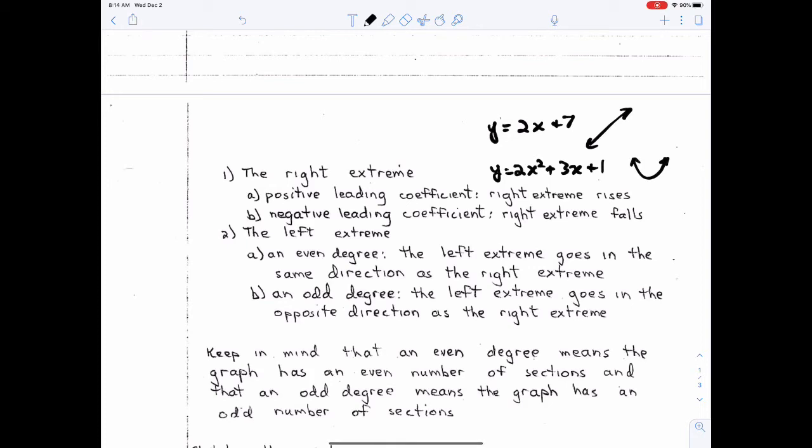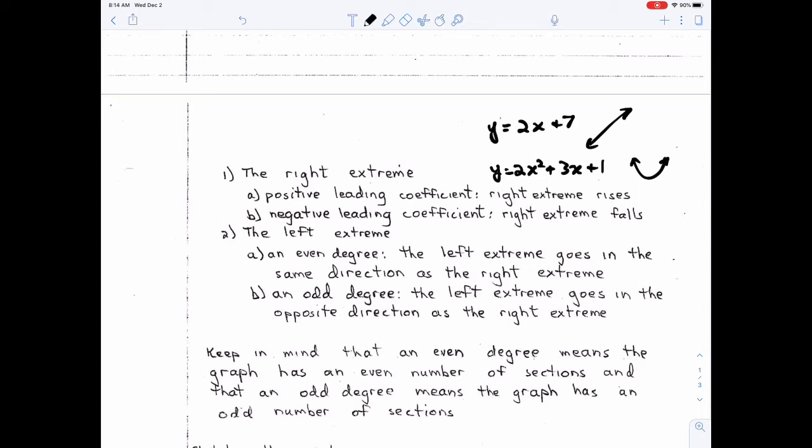You don't need to write this down, by the way, just listen. Why does the right go up? Because it's got a positive leading coefficient. Now the left depends on the degree, the exponent, and what the right does.